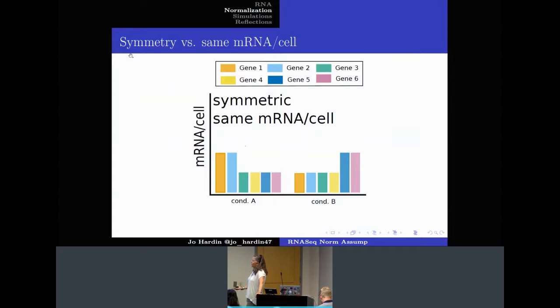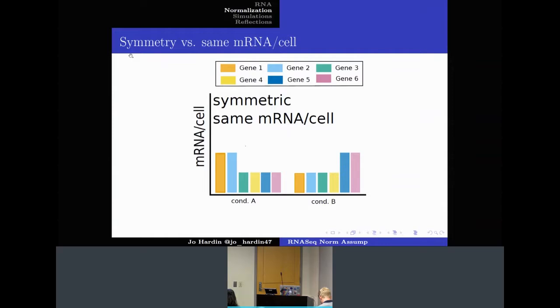So here's a situation where both samples have the same mRNA per cell. Out of the 6 genes, a third are upregulated and a third are downregulated. This is some kind of measure of the mRNA amount, and when you add up all the bars, you see that there's the same mRNA in condition A as in condition B. And you can see that the first 2 genes are upregulated in condition A, and the last 2 genes are downregulated in condition A.